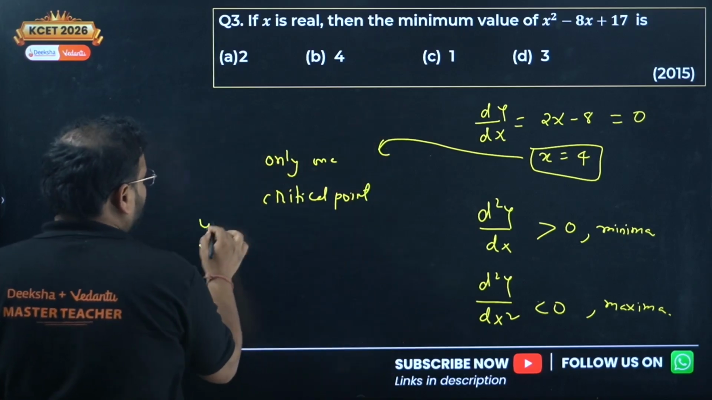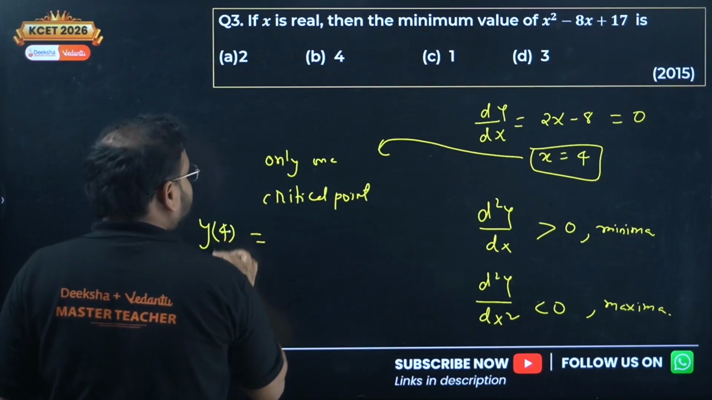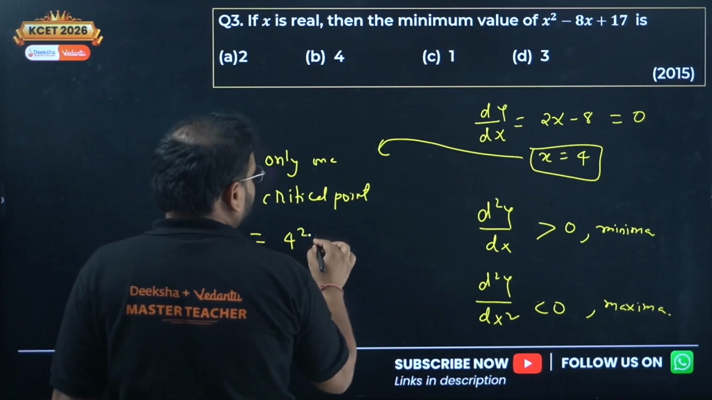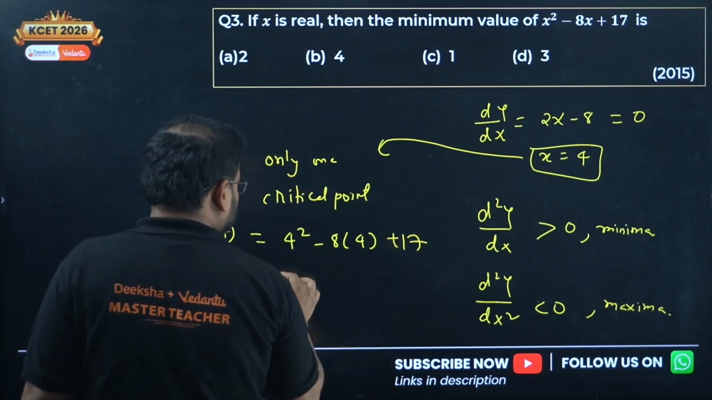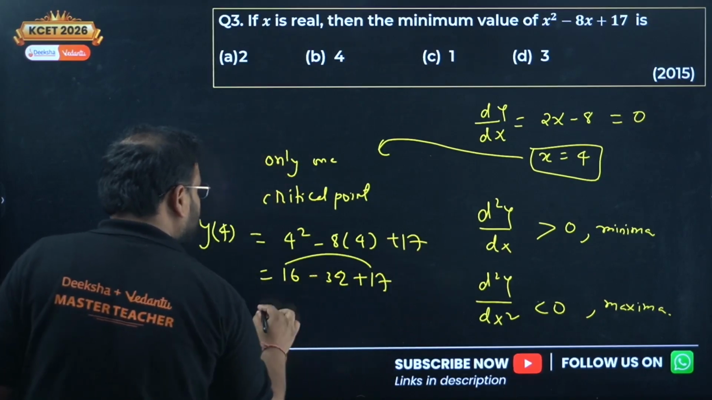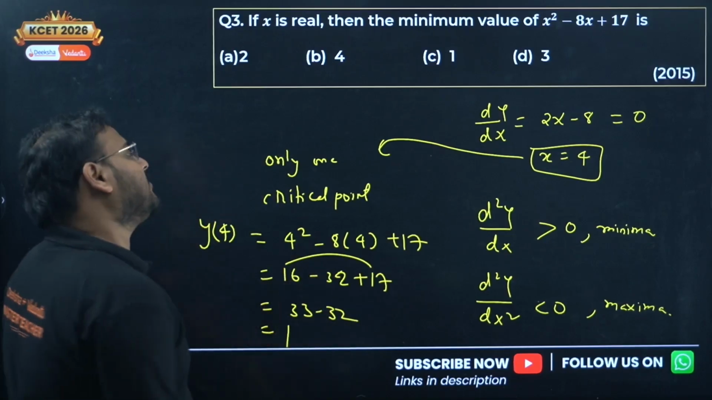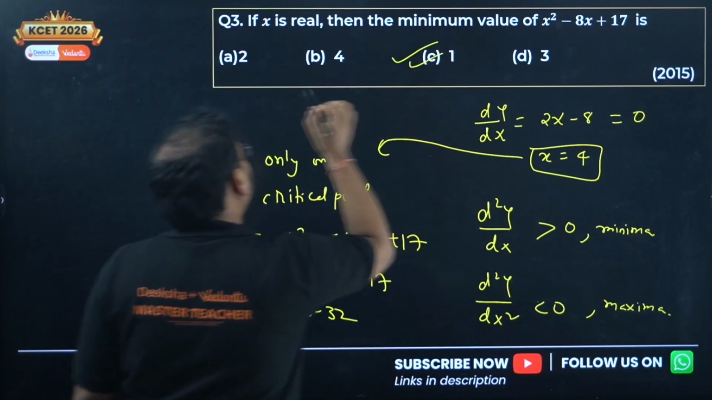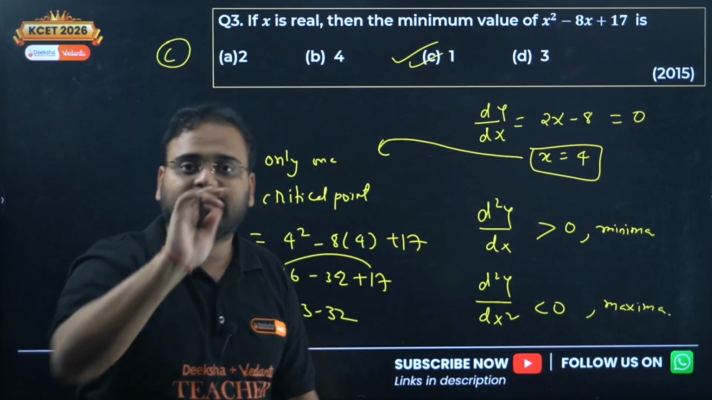So the y value at what? At 4. So replace x by 4, you get what? 4 square minus 8 into 4 plus 17. 4 square is 16, minus 32 and 17. The sum of these two is what? 33 minus 32. The answer is 1. Option is C. This is your y minimum. Only one critical point.